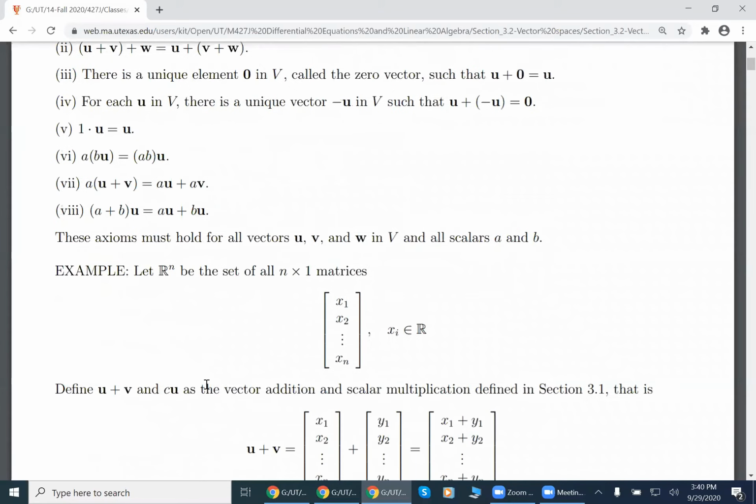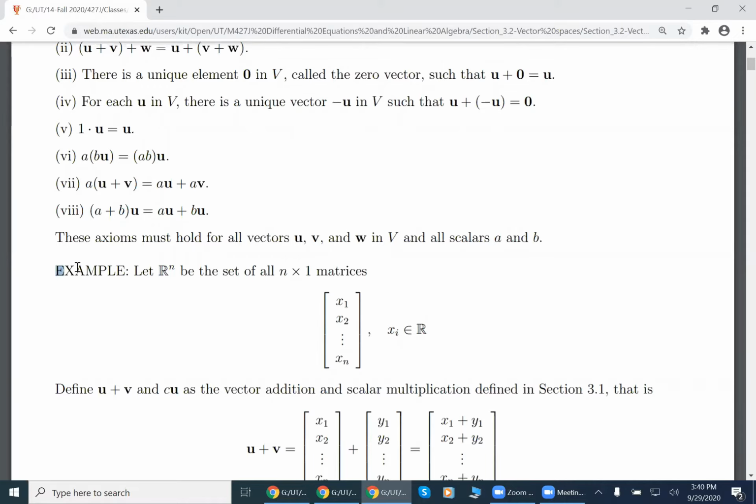Last time, we also discussed example number 1. Rn is a vector space. What is Rn? Rn is the set of all matrix columns with n rows, where each component is a real number. So this n stands for the number of rows. R means each component is a real number.